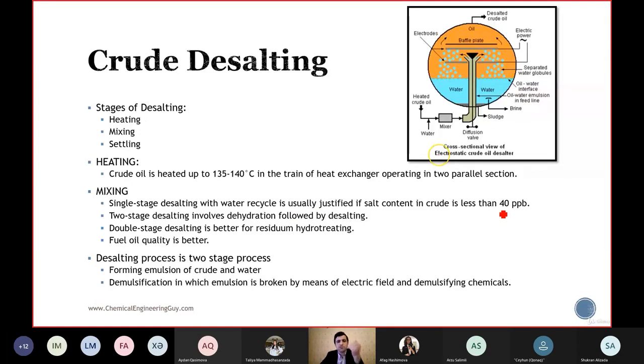Double-stage desalting is also better for residuum hydrotreating. In later stages, it is better for hydrotreating, and in this case the fuel oil quality is better. As I told you, we form the emulsion of crude and water, and then we separate the salt dissolved in water. These are the desalters. You can see in the photo, both of them are desalters.